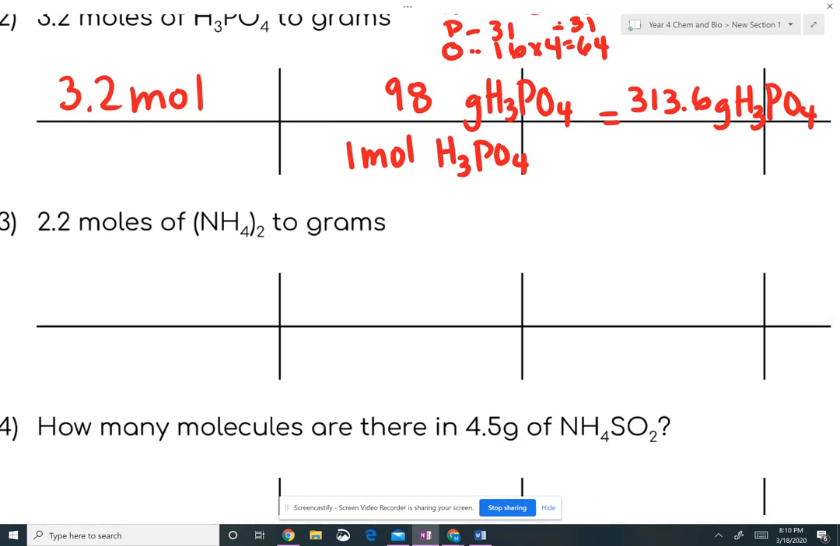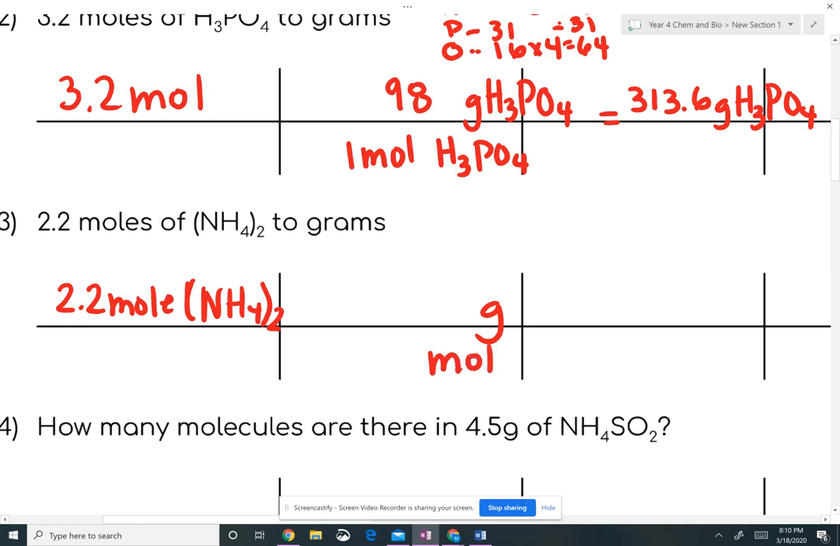Okay, the next one is 2.2 moles of NH4 2 to grams. So it's the same deal. We're going from moles to grams. So I'm going to have 2.2 moles of NH4 2. And I want grams and I want moles at the bottom because I want my moles to cancel, right? So 1 mole of NH4 2, right?